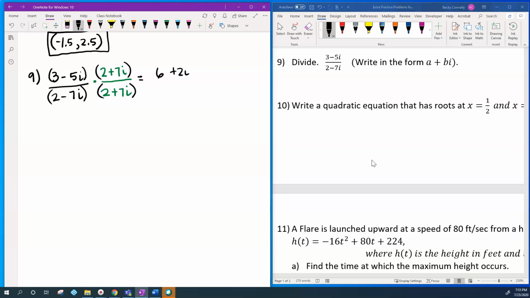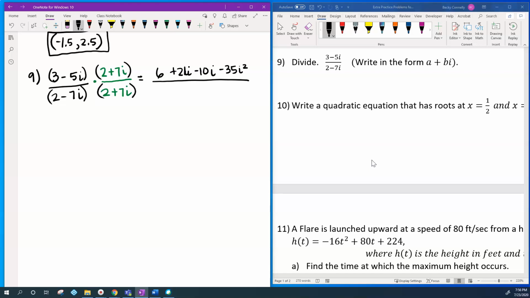And we got 21i, oopsie, minus 10i, and then minus 35i squared. And then we've got a FOIL on the bottom, but when we FOIL on the bottom, whenever we multiply a complex number by its conjugate, we always end up with a whole number. We don't have the i's in there anymore, so that's why we want to multiply by the conjugate here.